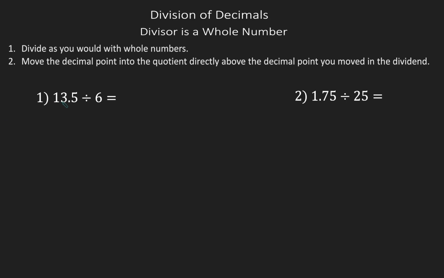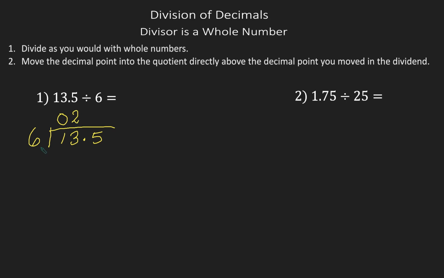The first one is 13.5 divided by 6. So I'm going to set up my division. The 6 is my divisor and my 13.5 is my dividend. I'm going to divide as if this was whole numbers, like 135. And I always tell students, when you're dividing, go one digit at a time. So 6 goes into 1 0 times. I'm going to put the 0 just for emphasis. Now the 1 is going to merge with the 3 and make 13. So 6 goes into 13 2 times.